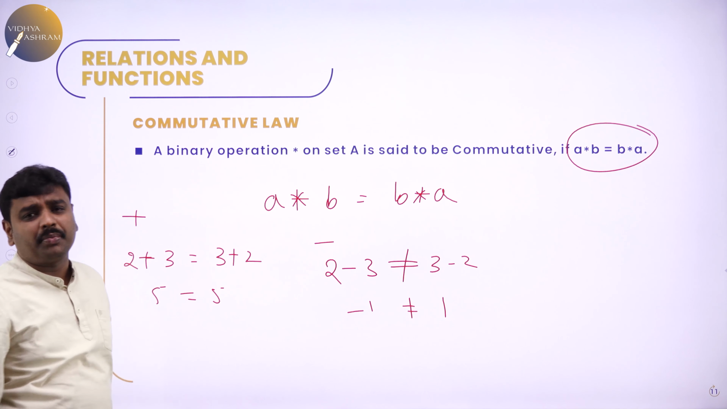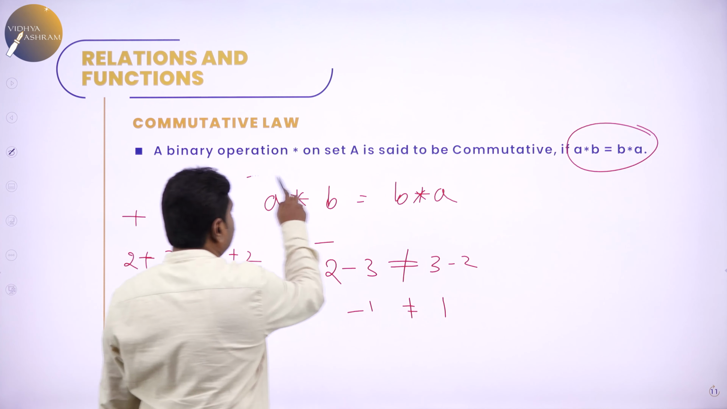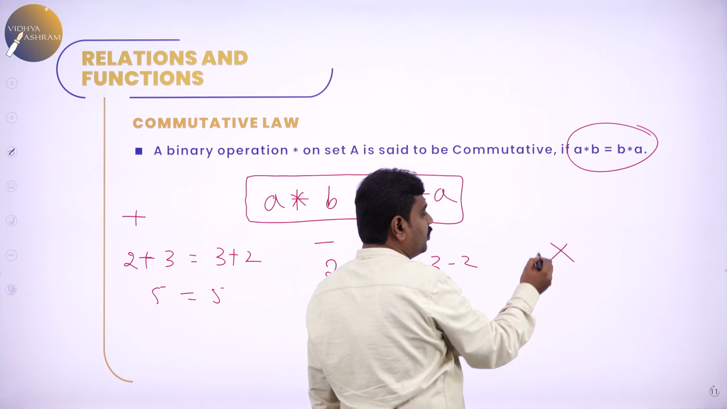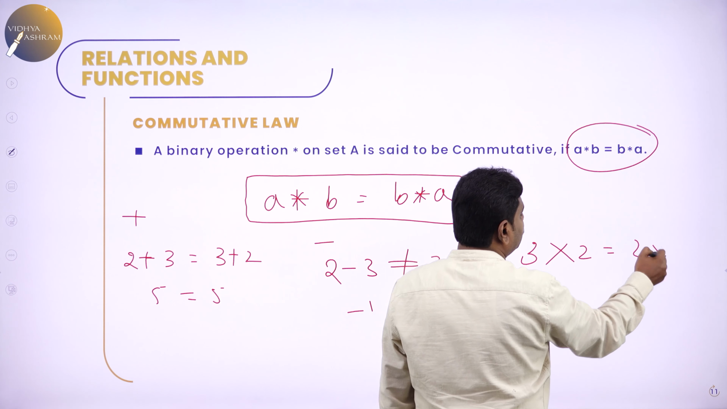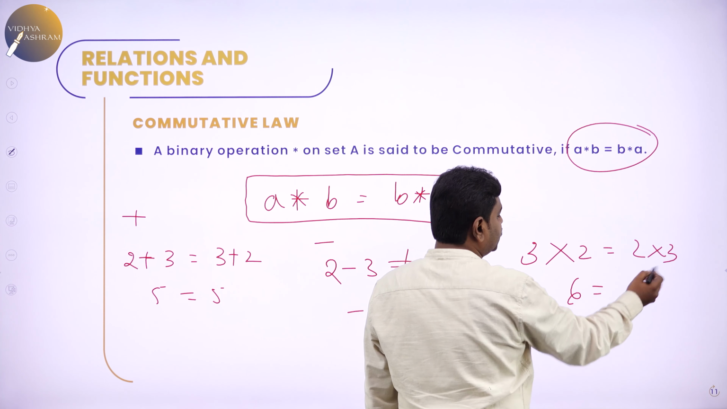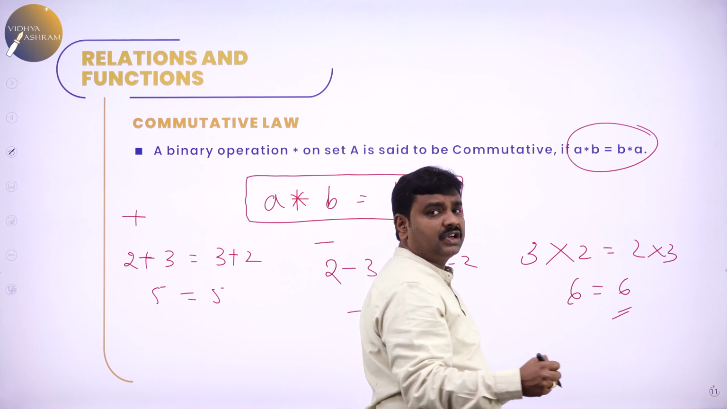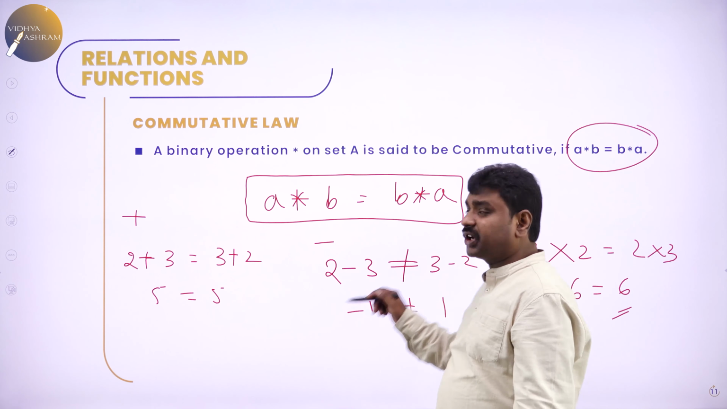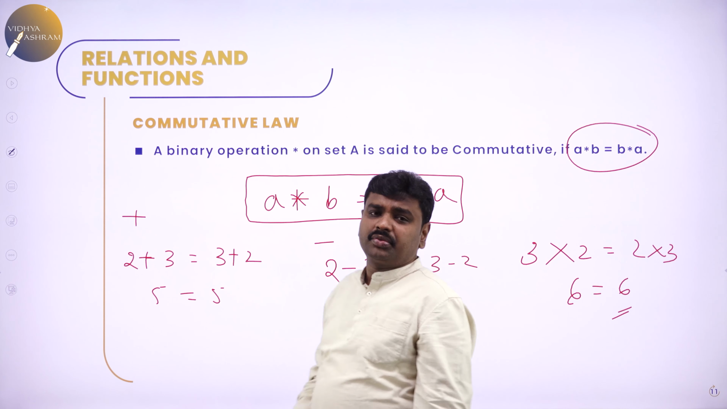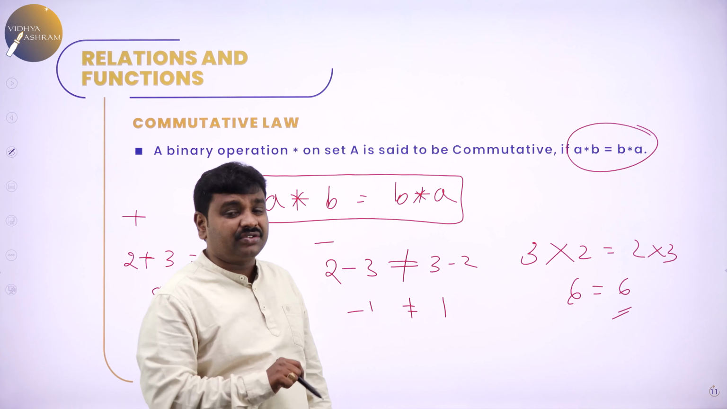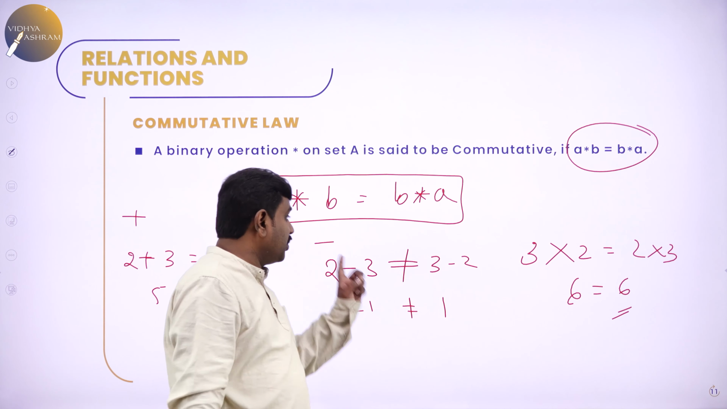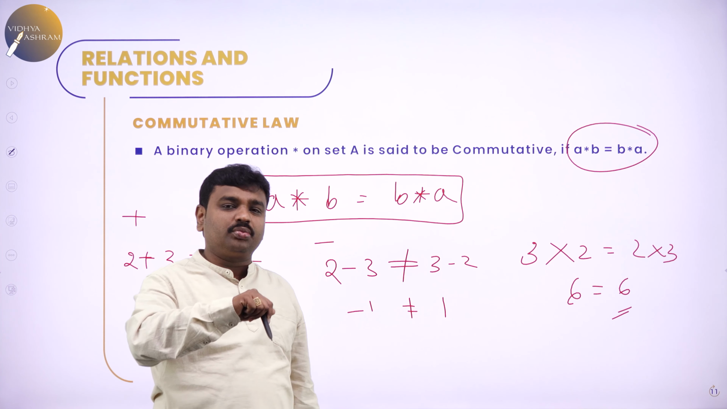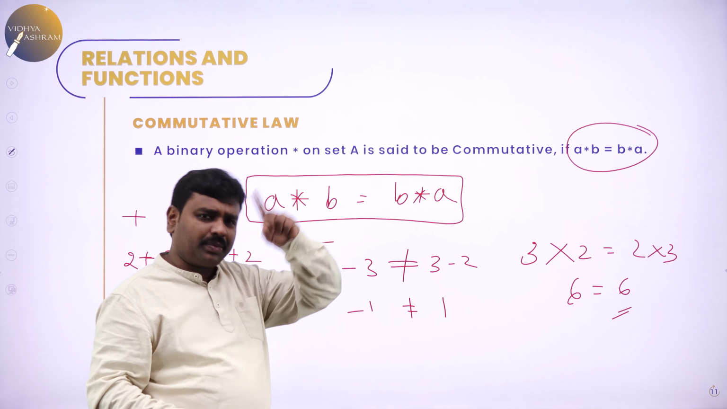What is meant by commutative? An operation is said to be commutative if A star B is equal to B star A. Multiplication: the product of two numbers is commutative because 3 2s are the same as 2 3s. 3 2s are 6, 2 3s are 6. So, algebraic multiplication is commutative. Addition is commutative. Subtraction is not commutative. Normal multiplication is commutative, but matrix multiplication is not commutative. Matrix A into B is not B into A. That we will study in the chapter on matrices.